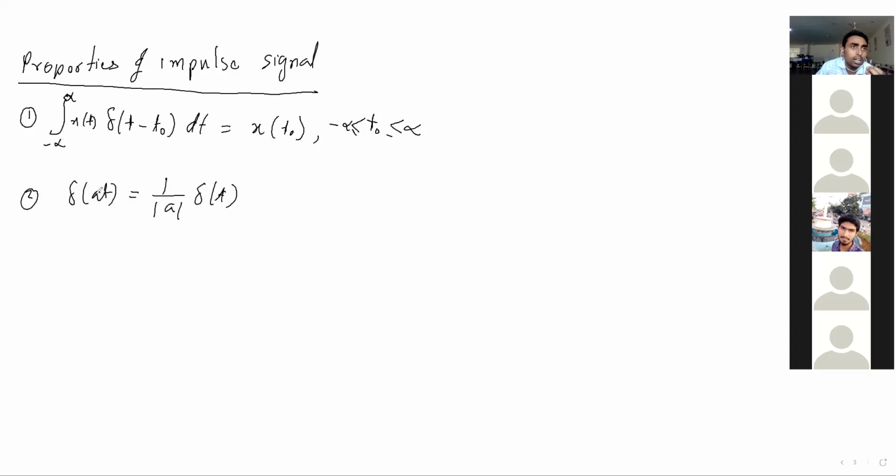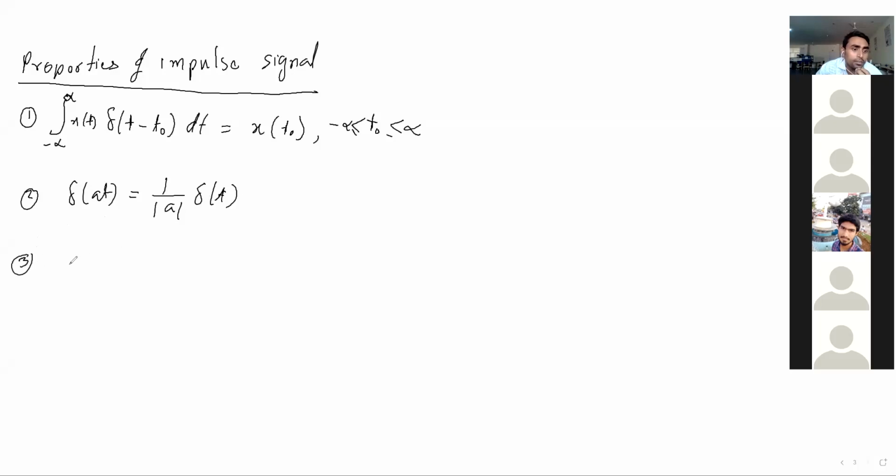We will teach about the different operations on signals in coming days. For now, remember that if something is multiplied with t, this is called a scaled version of the signal. If a is greater than 1, it compresses the signal. If it is less than 1, then it expands the signal. So a is a factor which can compress or expand a signal. Here δ(at) = (1/|a|) δ(t). This is the second property.